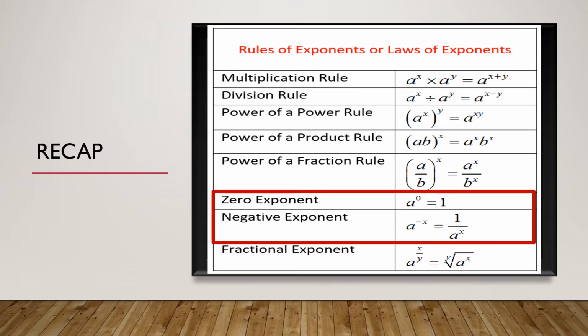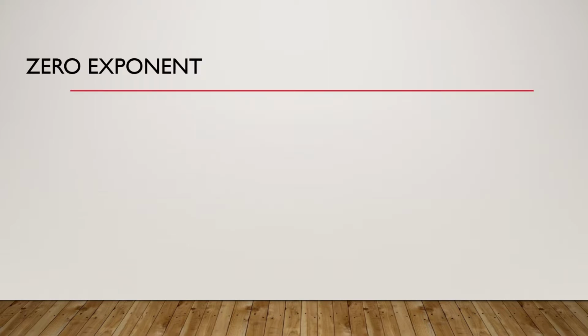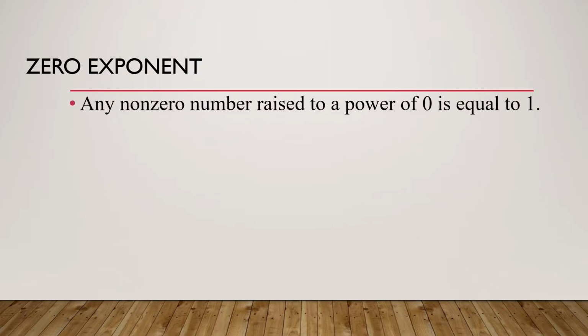So ano nga ba ang zero exponent? So zero exponent, any non-zero number raised to a power of 0 is equal to 1. So ibig sabihin po, any number na ang exponent ay 0 is equal to 1. A raised to 0 is equal to 1, where A must not equal to 0.